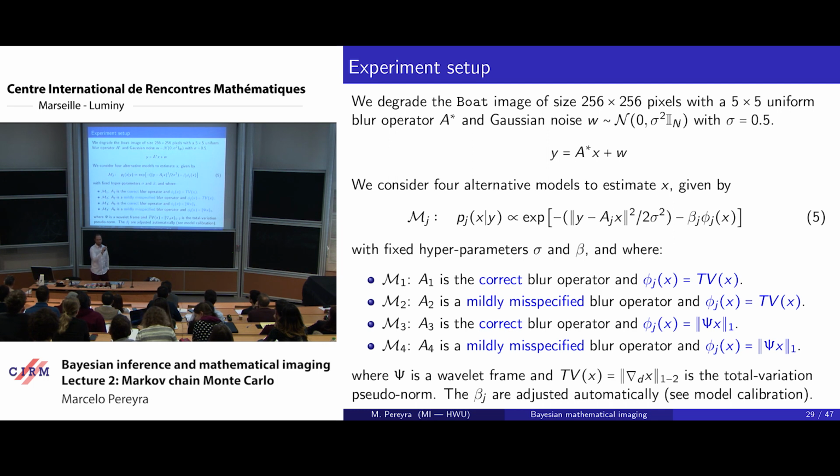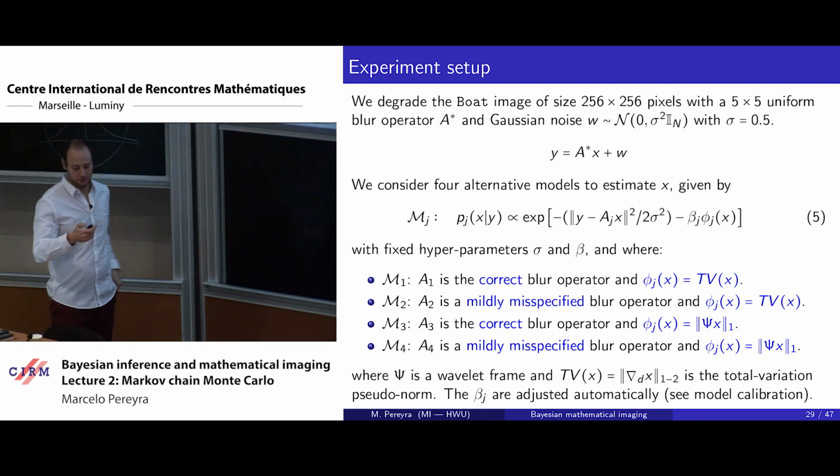In one case, I had a blur of size 5 by 5, and in the other case, I extended the blur to 6 by 6. It's a bit different, but it's not that different. And it's because I want to test if I can distinguish things that are really similar. Of course, things that are very different are easier to distinguish.